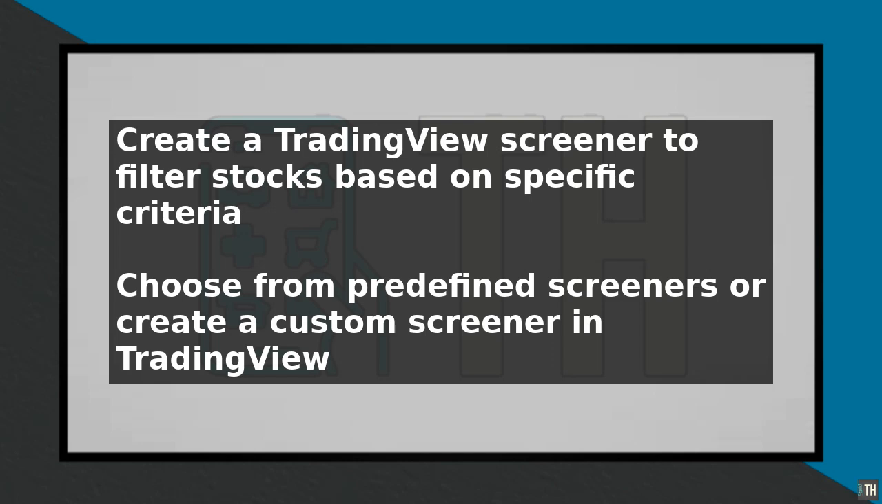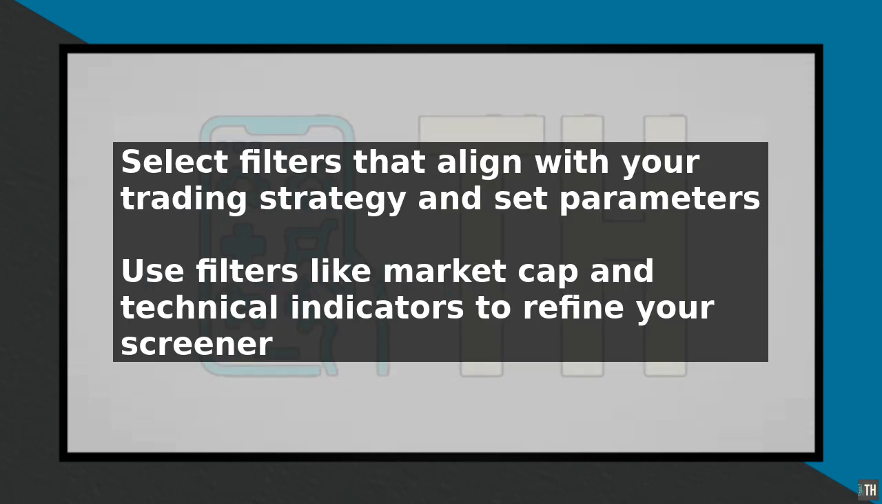First, click on the Create button to begin building your custom screener. You will be presented with a vast array of filters to choose from, including market cap, sector, industry, and technical indicators such as moving averages and relative strength index. Select the filters that align with your trading strategy and set the parameters for each filter.